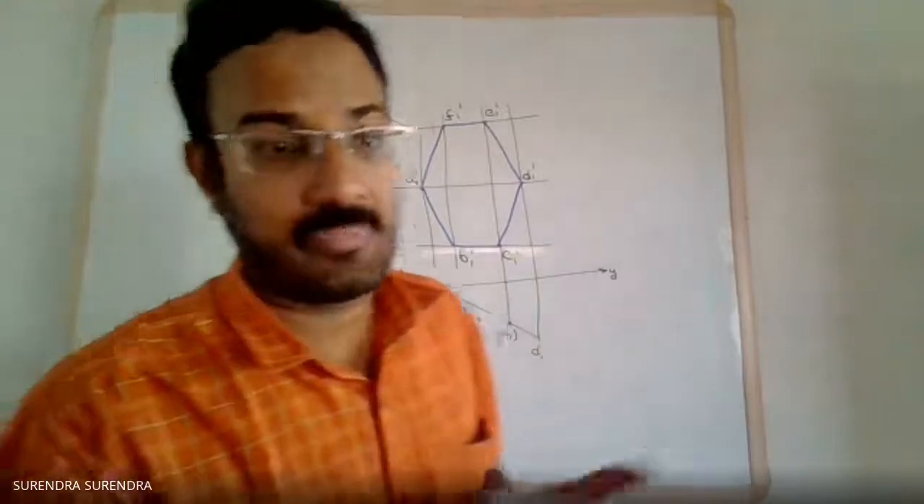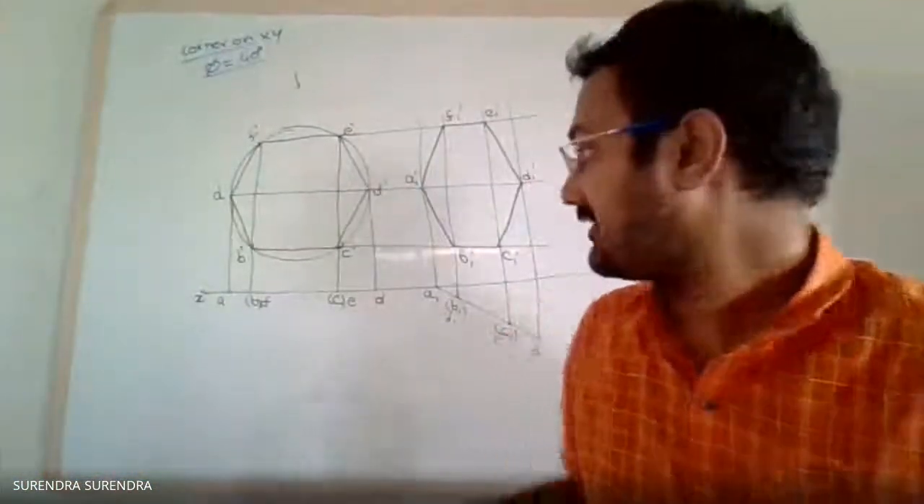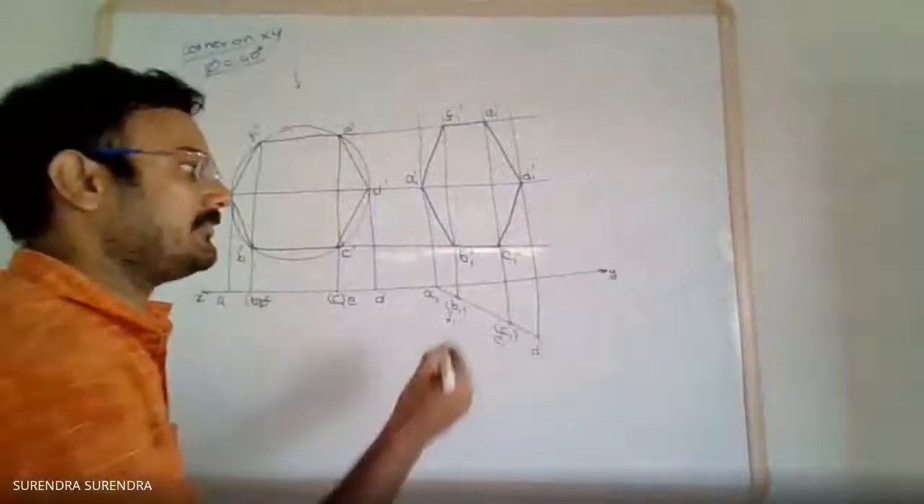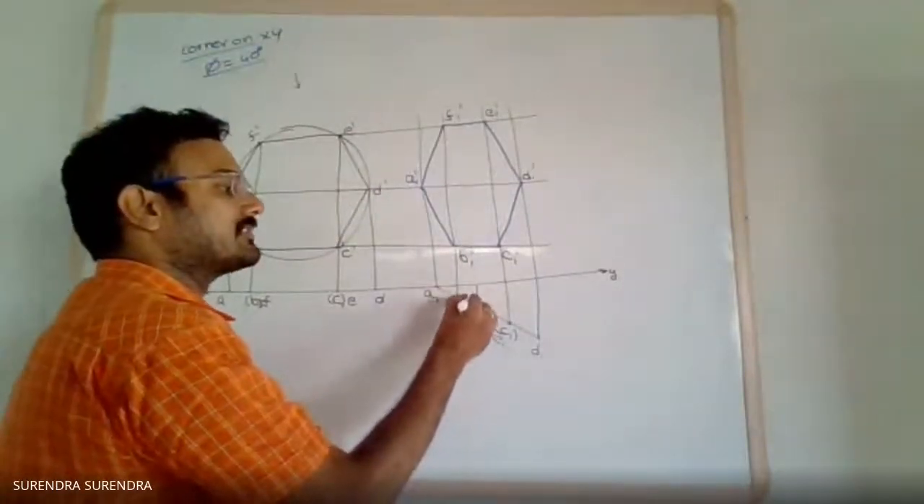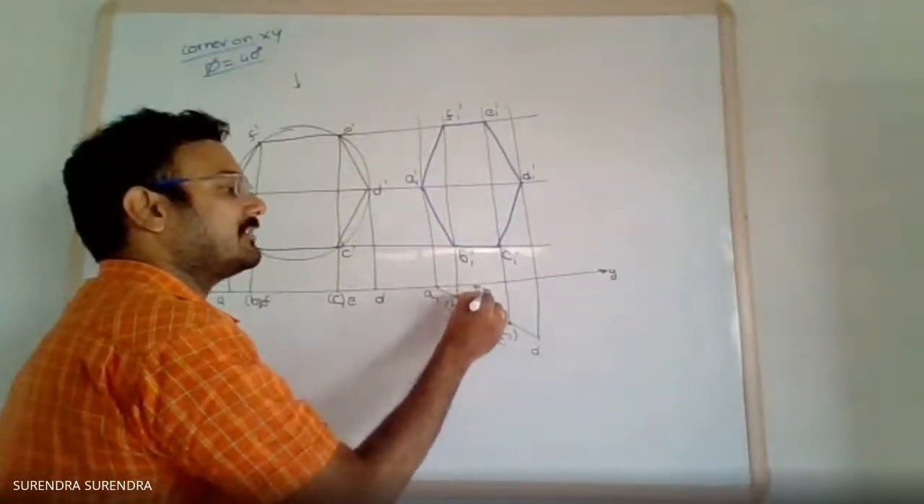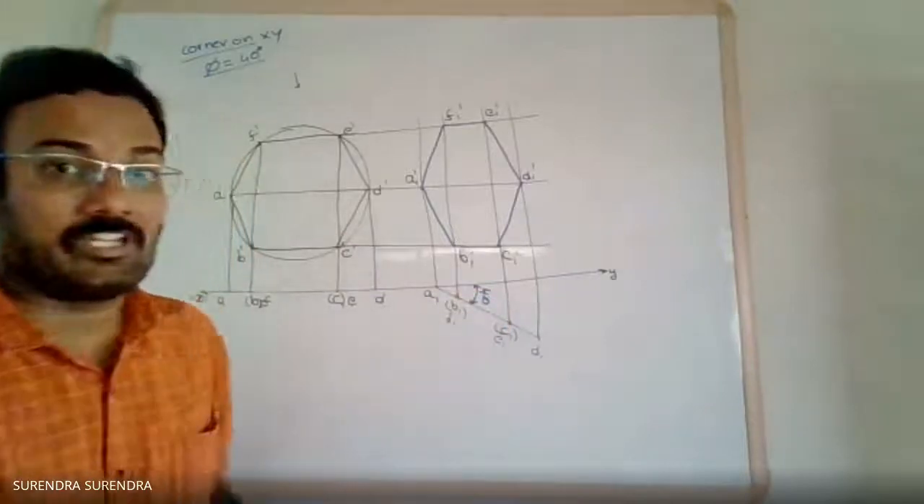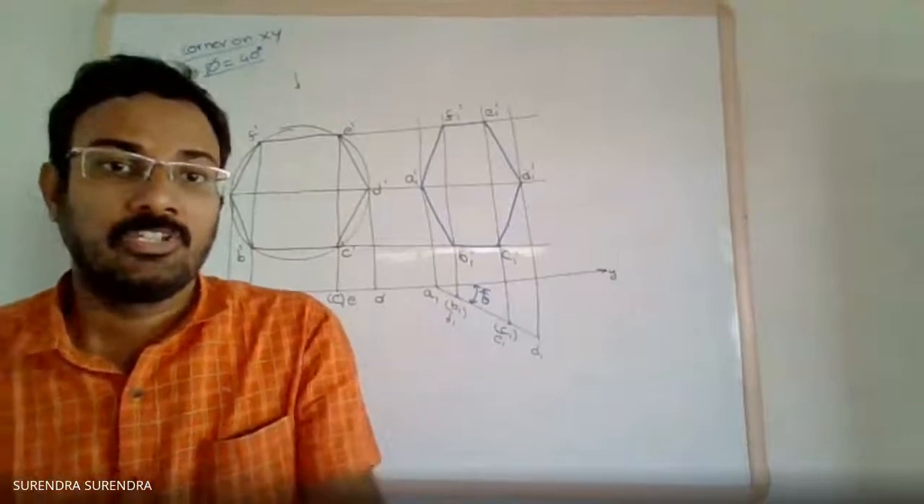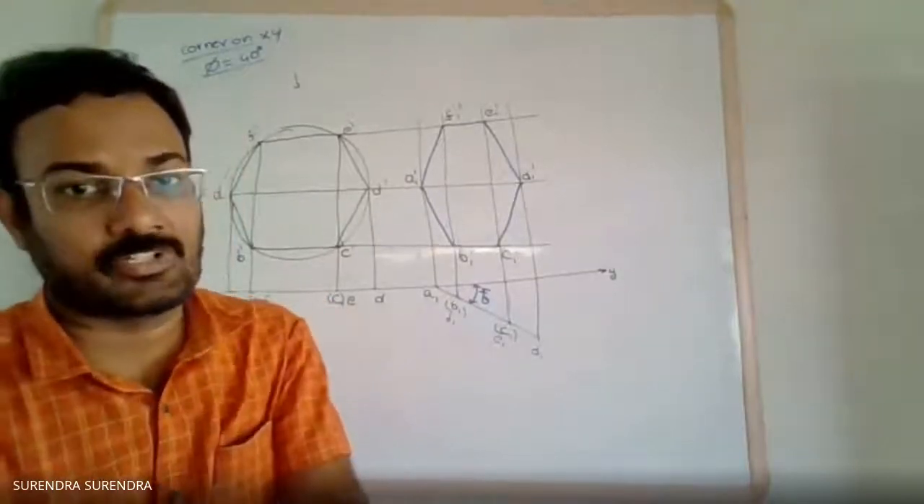Now, is it okay? The surface is inclined at 40 degrees. See the condition given in the problem. The entire surface is inclined at 40 degrees to VP. So it means the true inclination can be seen in the top view. In the top view, the surface is inclined at 40 degrees.